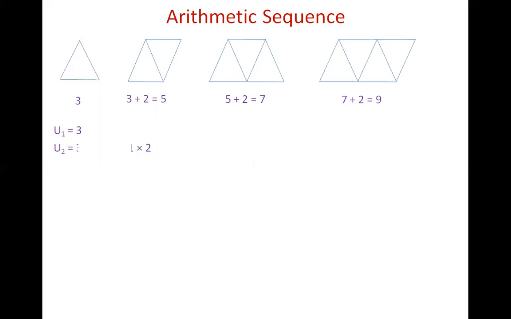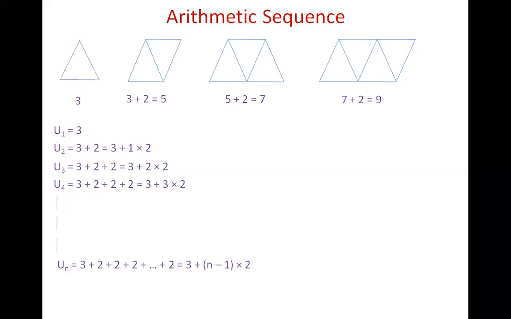First term is 3. Second term, we are adding 2 to the first term. 5 it is. Third term, we are adding 2 two times. For fourth term, to the first term 3, we are adding 2 three times. Repeated addition is multiplication. So instead of adding 2 three times, we can write 3 times 2. Similarly, and so on.